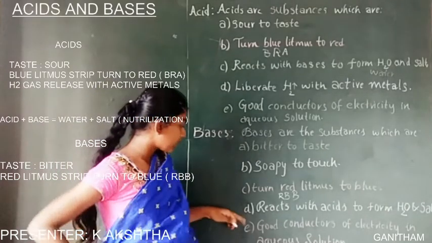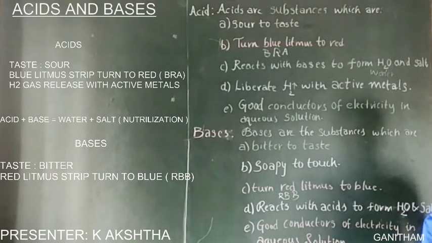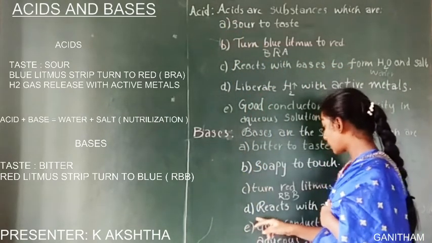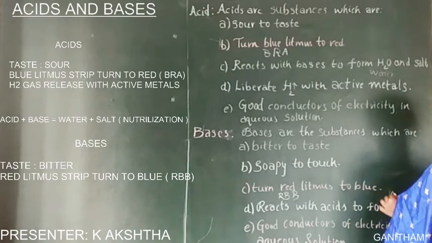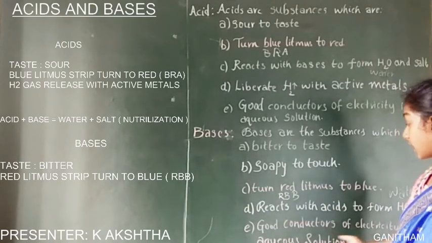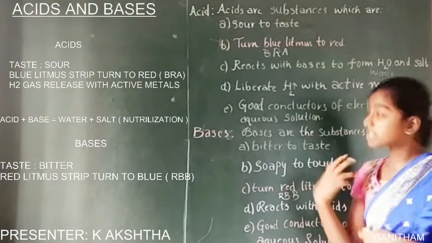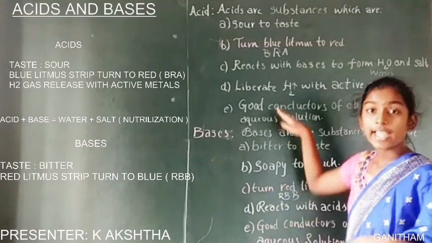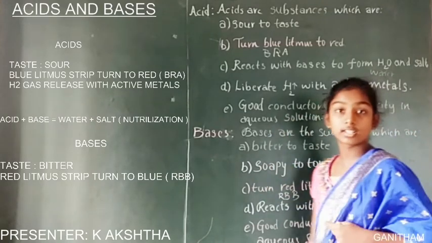And at last, second, bases react with acids to form H2O and salt. Same here and there. Here acids react with bases, and here bases react with acids to form H2O and salt. This H2O is also called water. And at last, these are also good conductors of electricity in aqueous solution. Same points, nothing to worry about. So for acids: first, sour to taste. Second, litmus changing. Third, react with bases to form H2O and salt. Fourth, liberate H2 gas with active metals. And fifth, good conductors of electricity in aqueous solution.